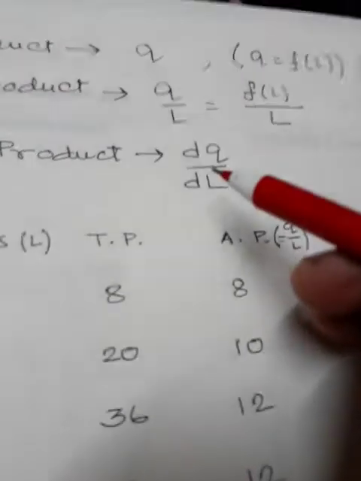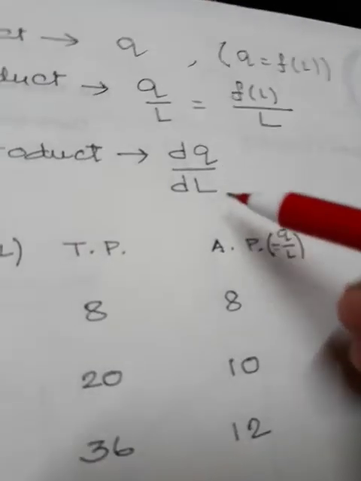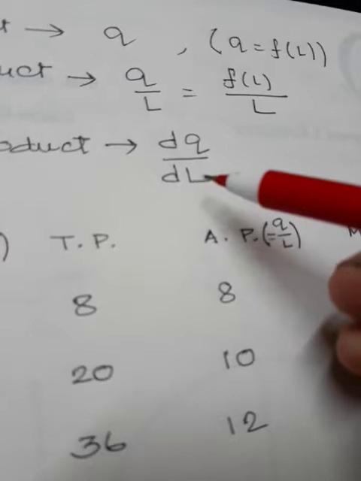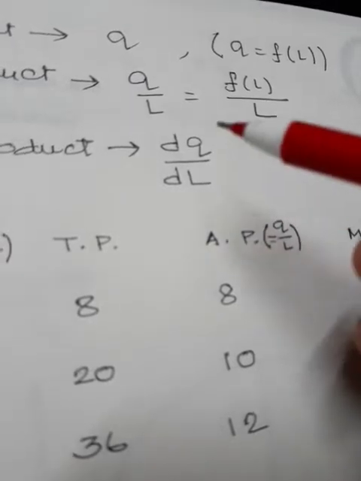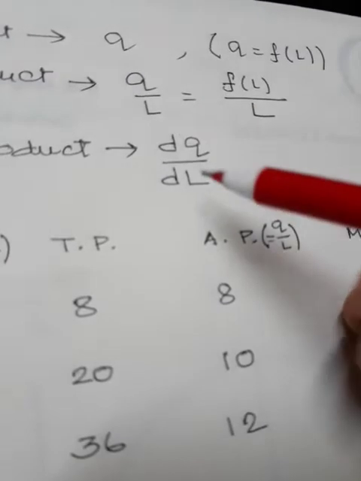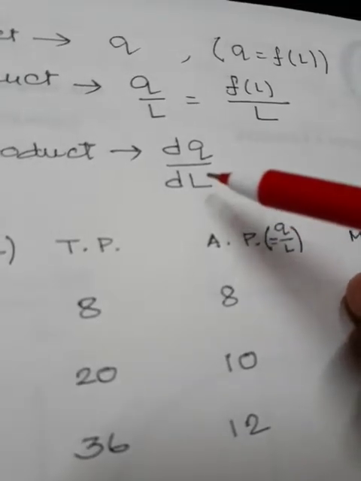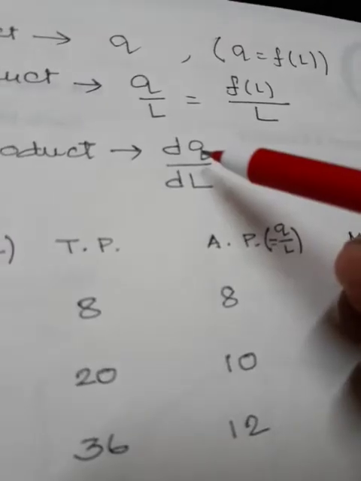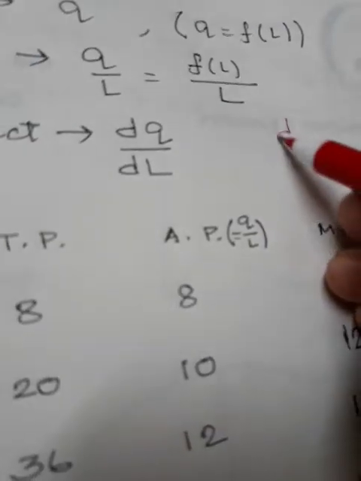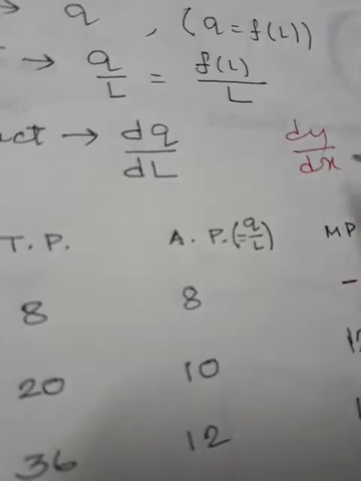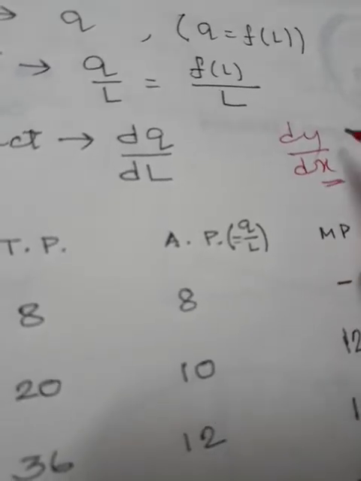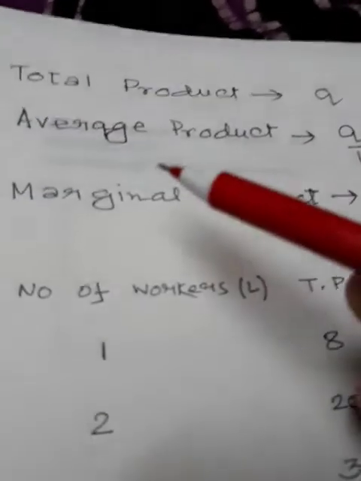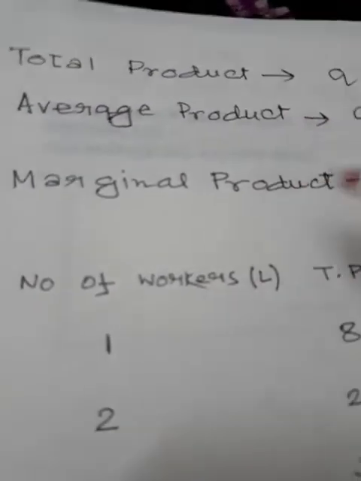And so, we can write it mathematically as dQ/dL. This term means the change in total product for a unit increase of labor. As we know, what is the meaning of dy/dx? It means, for a change of 1 unit of x, the change in y. This is dQ/dL. So these are the terms that we have to keep in our mind.